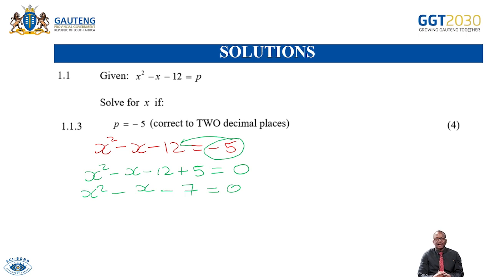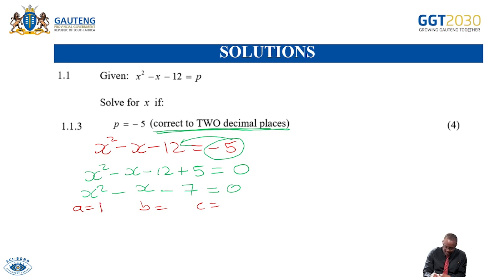So another technique, or the hint, is that if it is given that correct to 2 decimal places, it means we cannot factorize this equation. There are no factors of 7 that can give us 1. So if we cannot factorize this equation, then the least that we can do is to use our quadratic formula. Then you will now identify what is your A, what is your B, and what is your C. Then you can be able to use your quadratic formula.